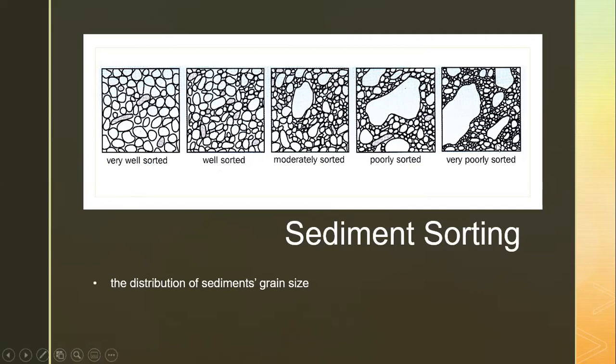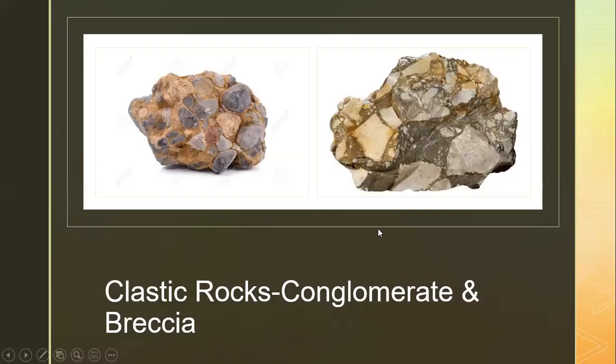Now on the flip side, if you look all the way to the right here, very poorly sorted. Well, that's exactly that. You have a very wide range of grain sizes. You have a very large pebble here, and then you have tiny clay and silt surrounding it. So this is a very poorly sorted rock as opposed to a very well sorted rock. It's pretty much the variation in grains within the rock. And so that's what this idea of sorting is.